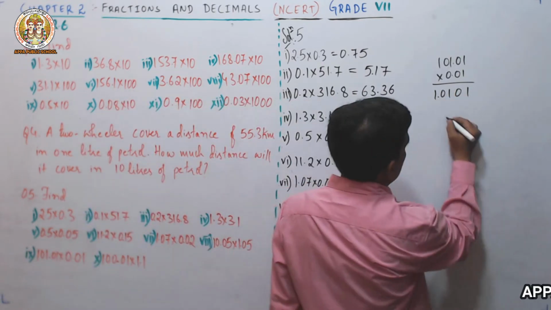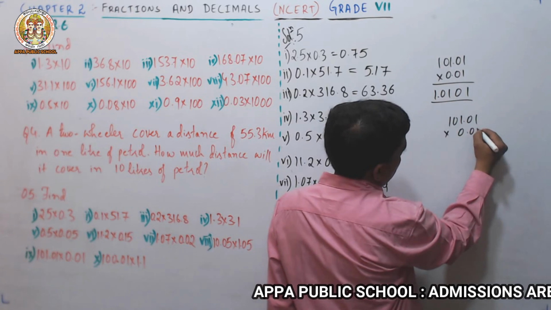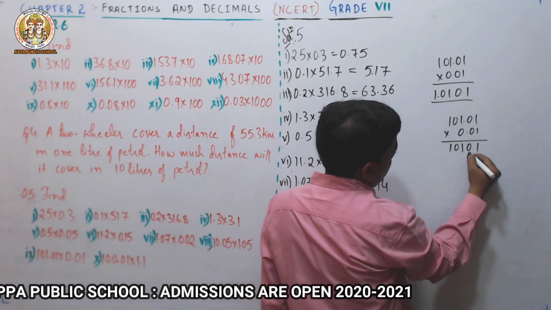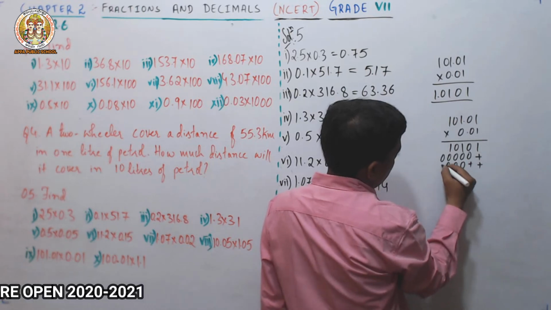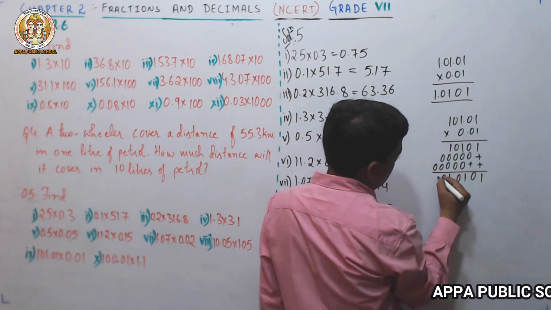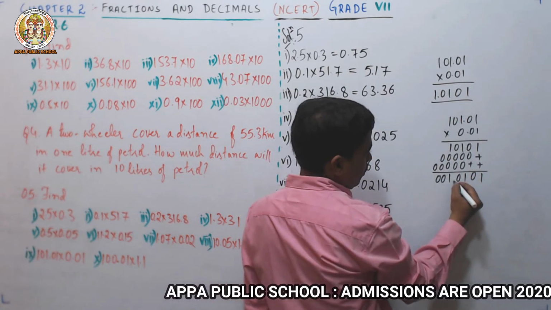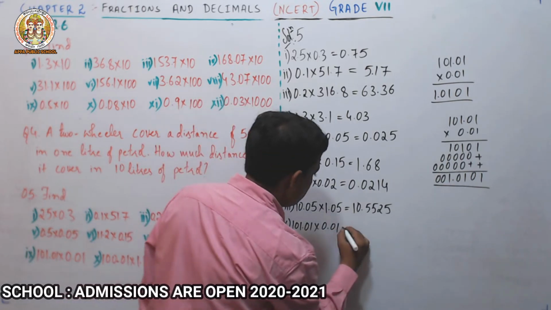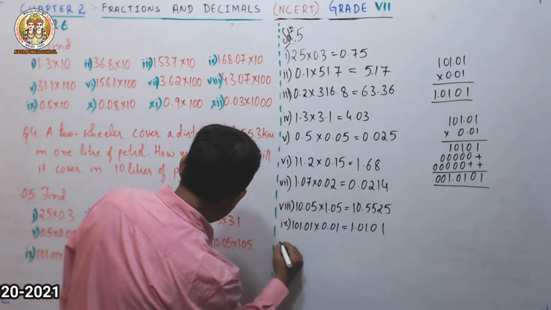Better we multiply always. 101.01 into 0.01. So I'll get 10101 plus 1, 2, 3, 4, 5 added: 1 0 1 0 1 0 0. How many are there after the point? After the point, 1, 2, 3, 4. The answer will be 1.0101. That's it.